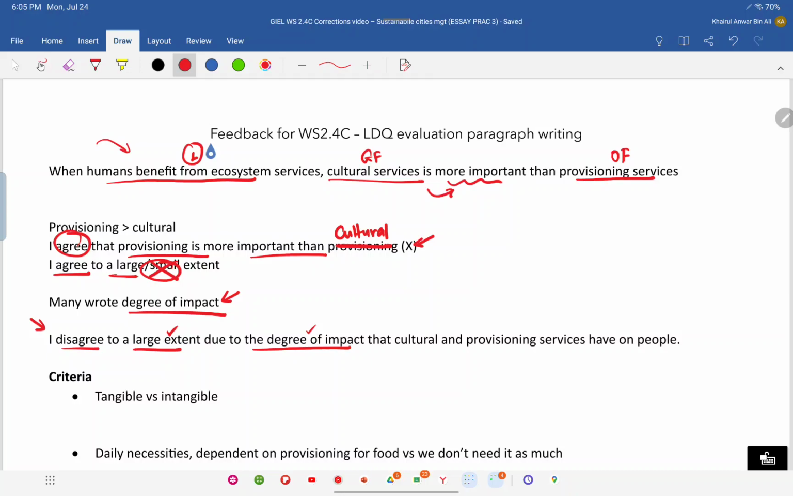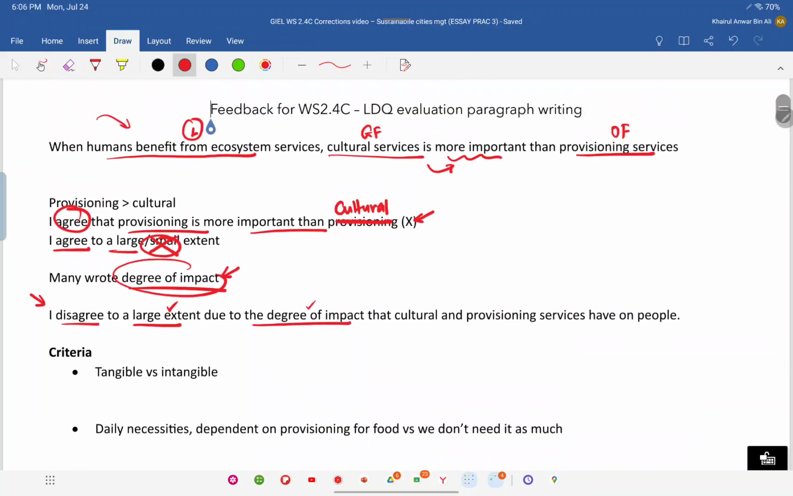What did you actually use? Some of you wrote down degree of impact. Then the actual thing that you wrote about is nothing to do with degree of impact. Quite weird. Okay, some of you wrote down tangible versus intangible. Right, very clearly provisioning is tangible, cultural is intangible. But this is not a relevant criteria. Right, whether or not human benefit in a tangible manner or intangible manner, both are benefits. So who's to say tangible is better than intangible? So anybody who wrote about this criteria, if it is relatively clearly unpacked, I gave it level 1. But more often than not, if you just wrote about tangible versus intangible, it's level 0.